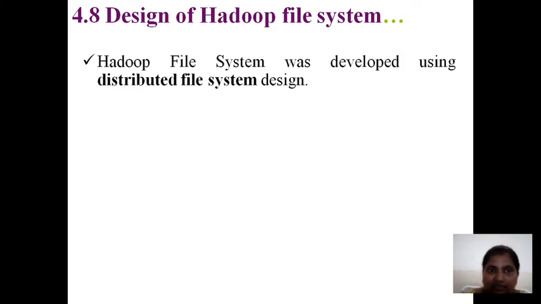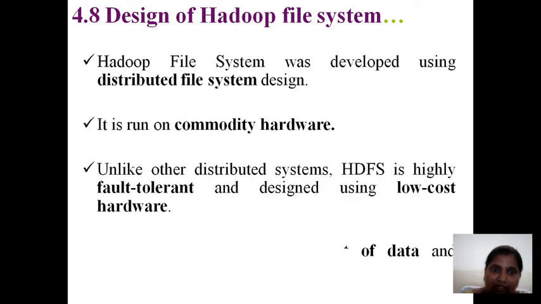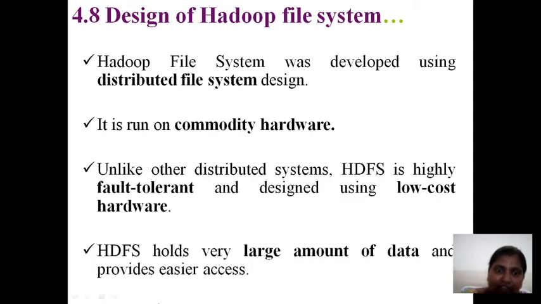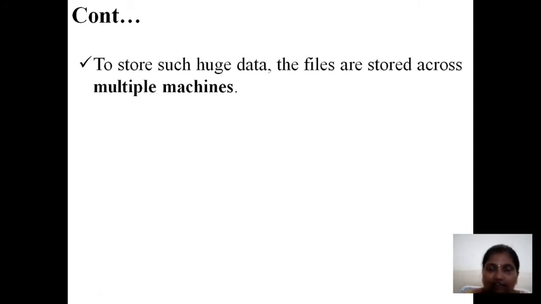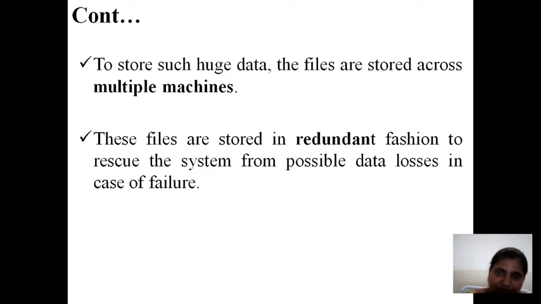Okay, so what is the Hadoop? Hadoop distributed file system was developed using the distributed file system concept. It runs on commodity hardware. Next, it is mainly useful for fault tolerance with low cost hardware. HDFS holds a very large amount of data, that is nothing but big data, we know about that. Next, of course, whenever it is a distributed system, the data is going to be stored in multiple systems in a distributed manner, that may be in the cloud, clusters, etc. So these files are stored in a redundant fashion.